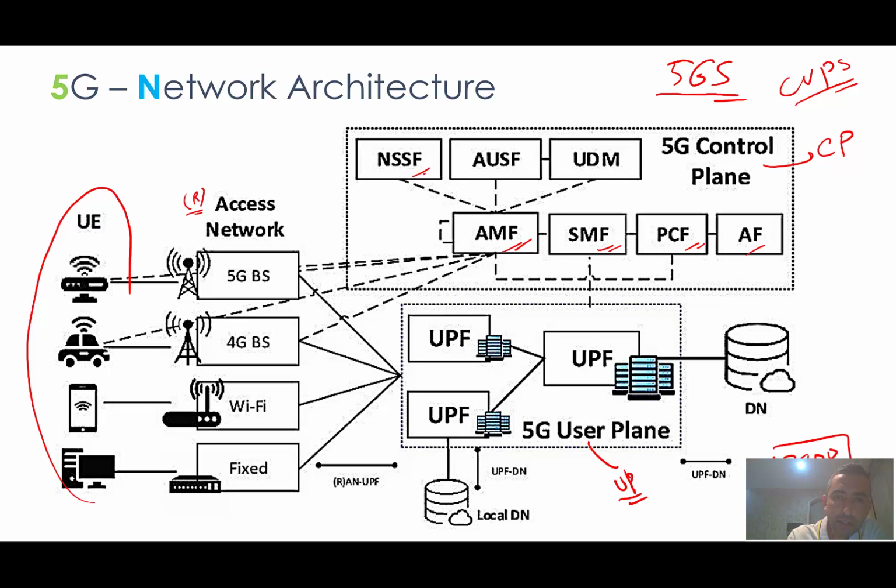This is the network slice selection function. And we can see that HSS functions are divided into two groups: authentication server function and unified data management. Okay, as you can see, all of them can be categorized in the control plane. And this is the user plane. We have some user plane functions, UPF.